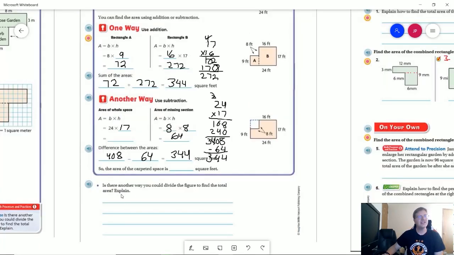To answer this question, is there another way we could break up the shape? Let me take a red pen here. We could go ahead and instead of doing this one, we could go this way.